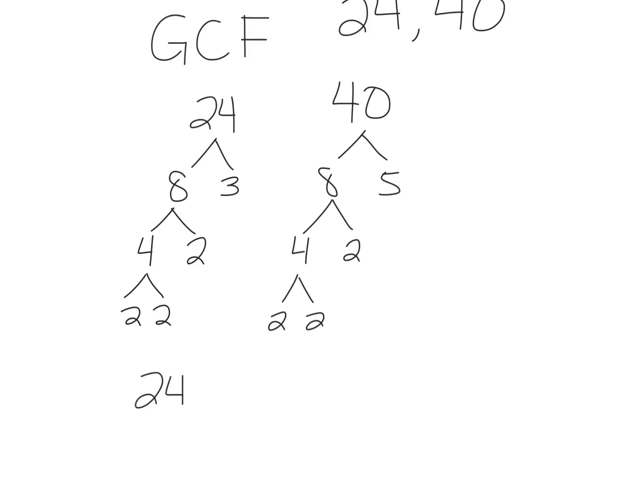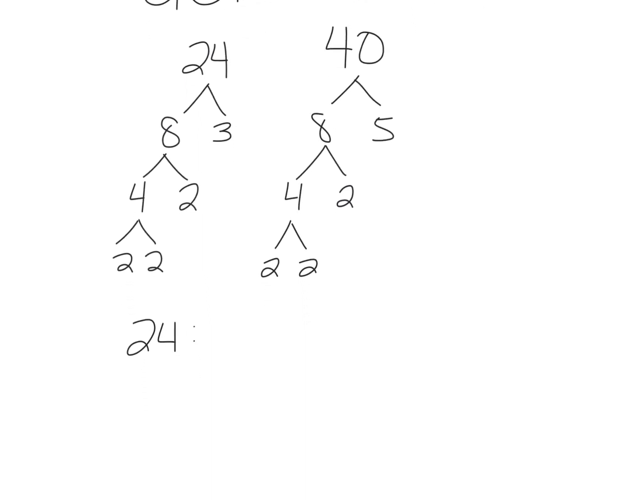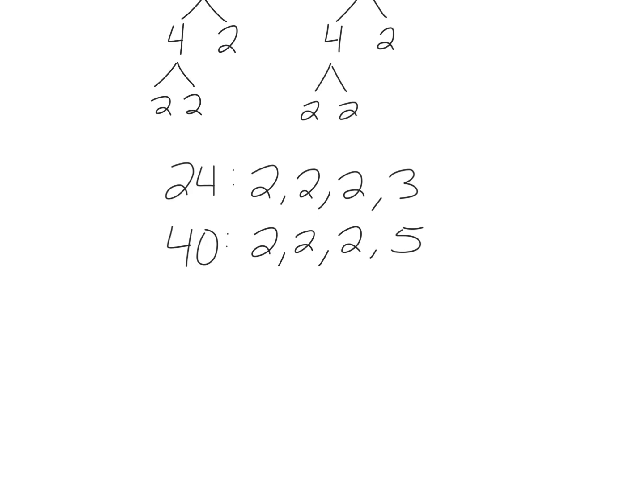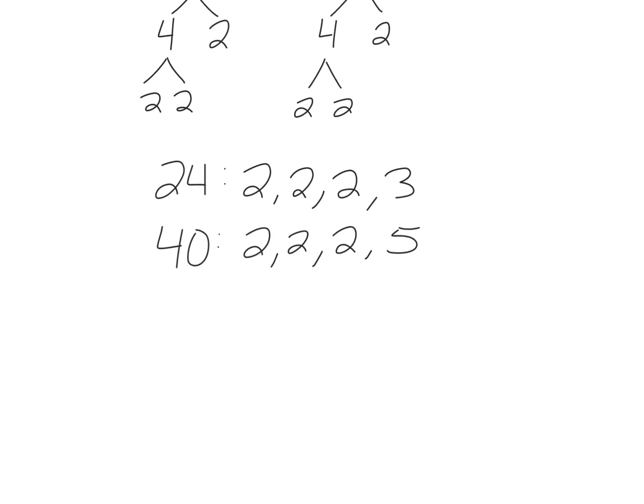24 has what in its list? 2, 2, 2, 3. 3 2s and a 3. What about 40? It has 5, 2, 2, 2. 3 2s and a 5. Once we have our list, what do we do? Find what they have in common, right? What do they have in common?